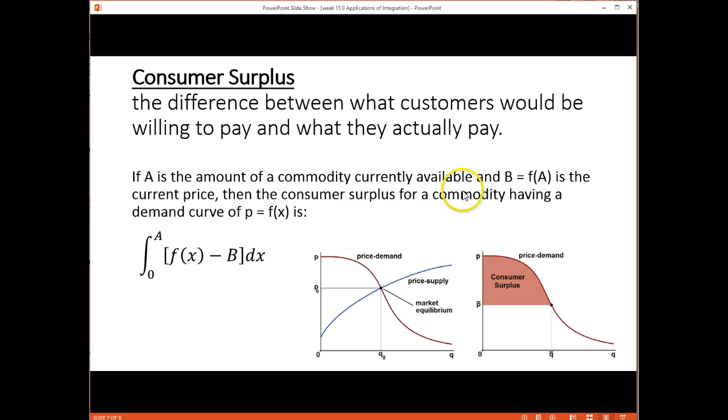Then the consumer surplus for a commodity having the demand curve of p equals f of x is the integral from 0 to A of f of x minus B dx. So here's my demand curve, my p function is this.